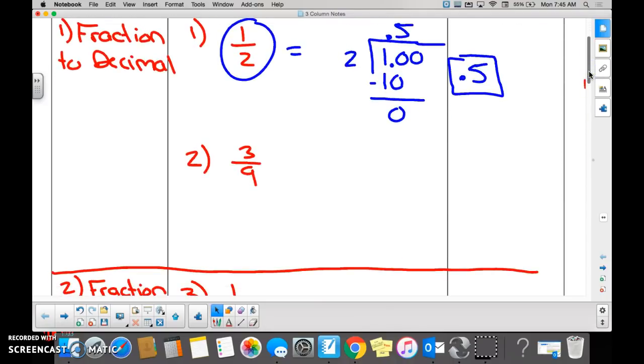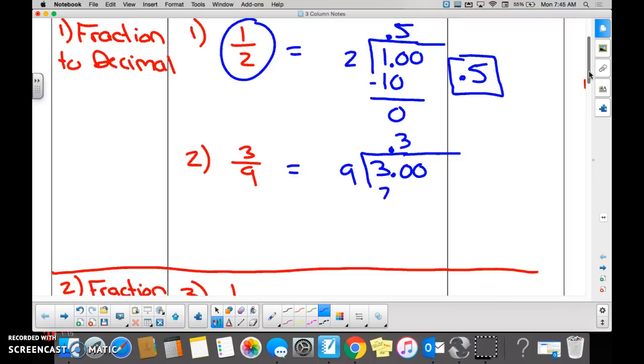Number 2, very similar. We've got 3/9. We are going to put the 3 inside the division box and the 9 outside the division box. 9 doesn't go into 3. Add a decimal point and some zeros. Don't forget to add the decimal point above. 9 goes into 33 times. 9 times 3 is 27. Subtract. We've got 3 left over, so we bring down the 0. And we're going to keep on going. 9 goes into 33 times. 9 times 3 is 27. We've got 3 left over.